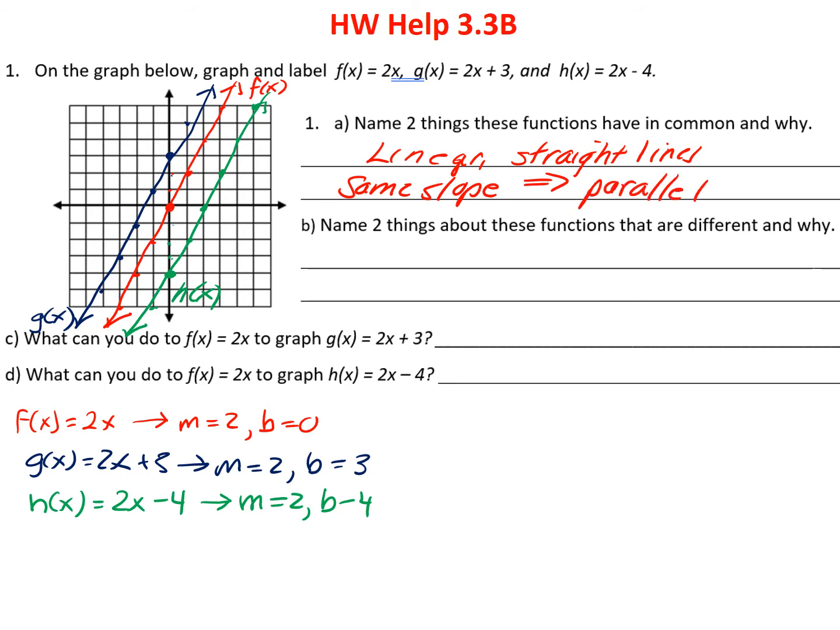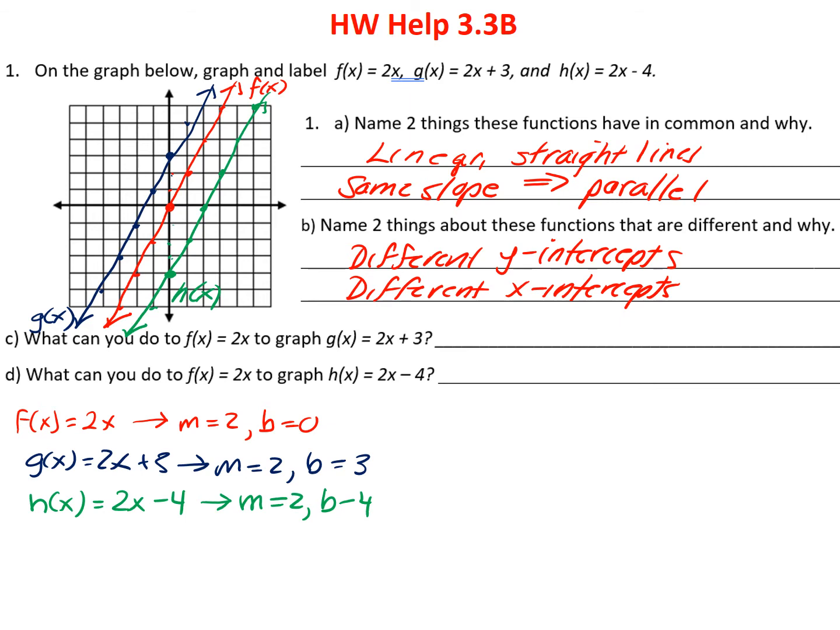What's different about them? Well, they each have a different y-intercept. Where do they cross the y-axis? Red one crosses at 0, the other one crosses at 3 and minus 4. And they also have, even though it's not listed in our formula, they also cross the x-axis at different places. So if I ask for my x-intercept, notice this one crosses at 0, this one at about negative 1.5, this one at 2. So different intercepts there.